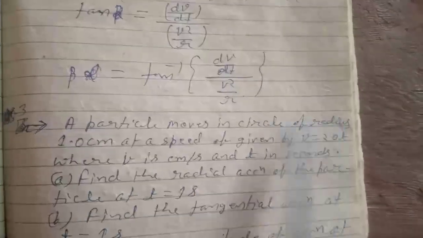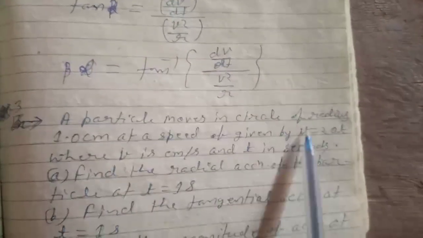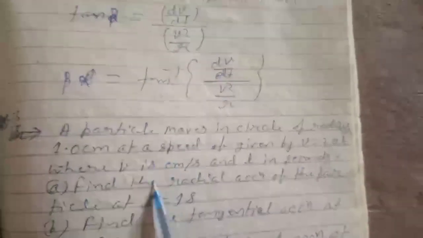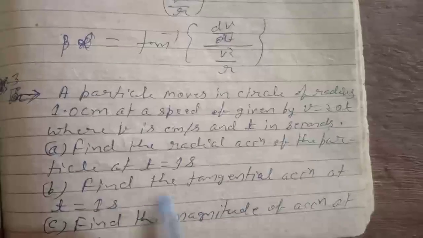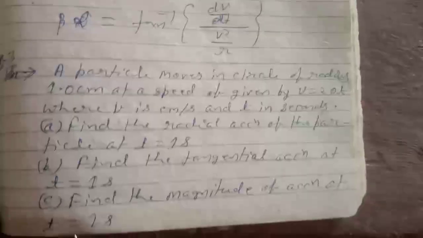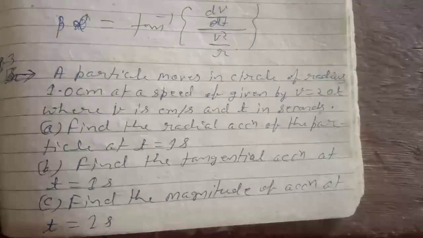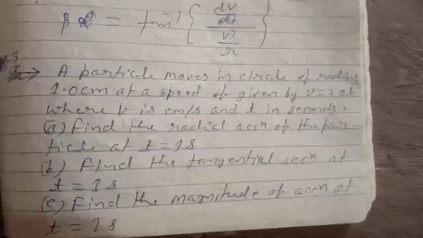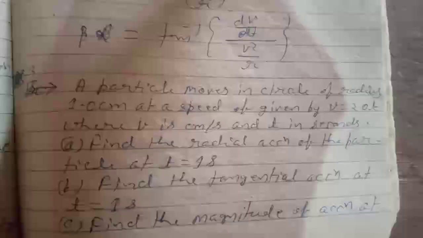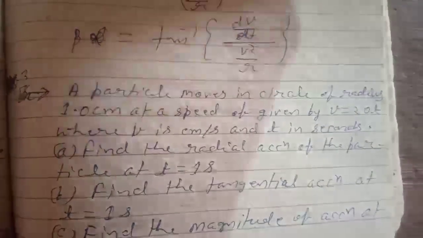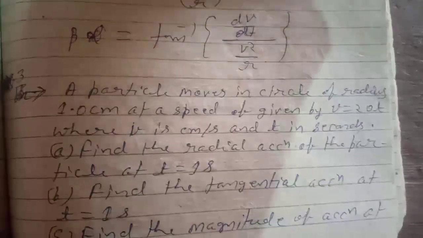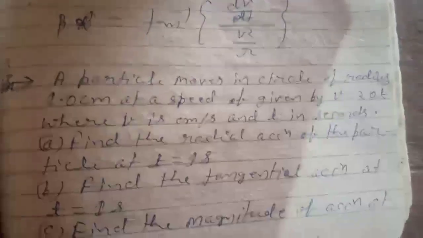Question: a particle moves in a circle of radius 1 cm at a speed given by v equals 2.0 into t, where v is in centimeter per second and t in second. A. Find the radial acceleration of the particle at t equal to 1 second. B. Find the tangential acceleration at t equal to 1 second. C. Find the magnitude of acceleration at t equal to 1 second. Solution.